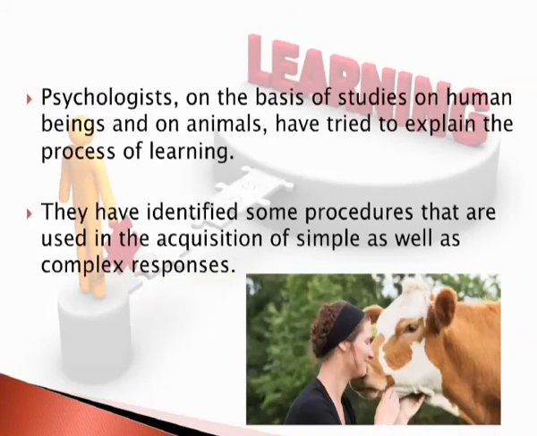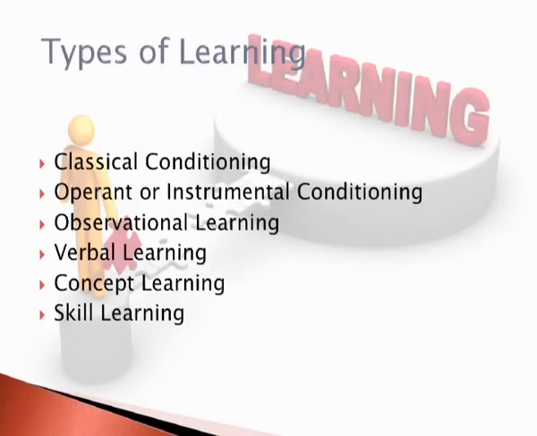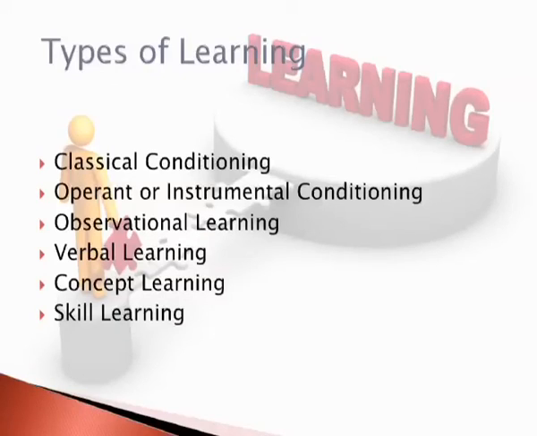On the basis of studies on human beings and on animals, psychologists have tried to explain the process of learning. They have identified some procedures that are used in the acquisition of simple as well as complex responses. The two basic types of learning are classical conditioning and operant or instrumental conditioning. In addition, we have observational learning, verbal learning, concept learning, and skill learning. Let us briefly consider some of the important types of learning.